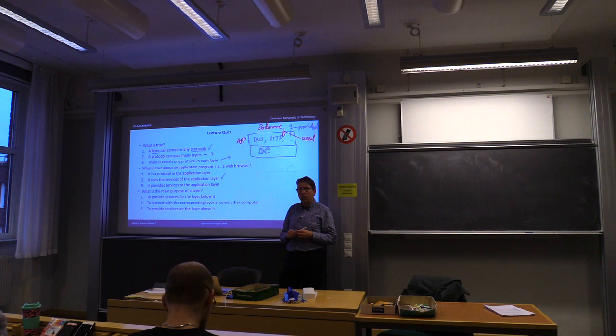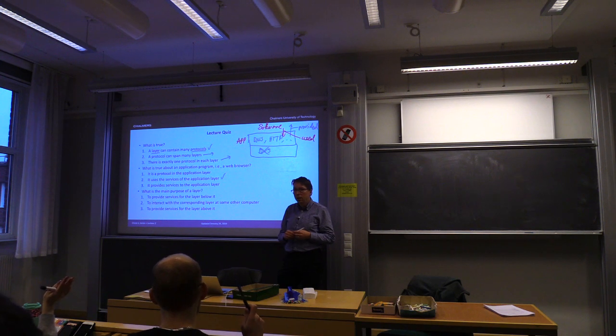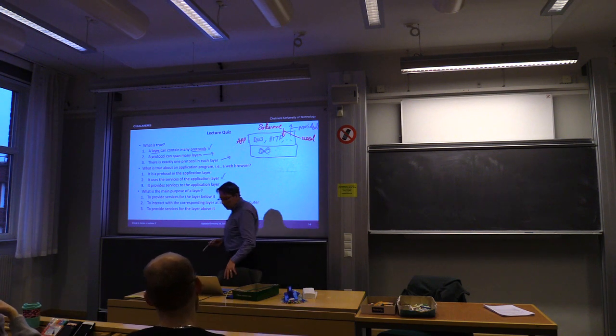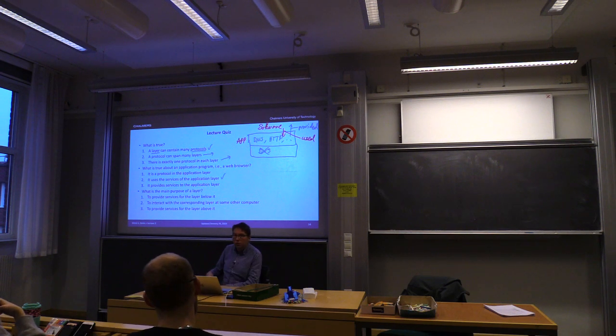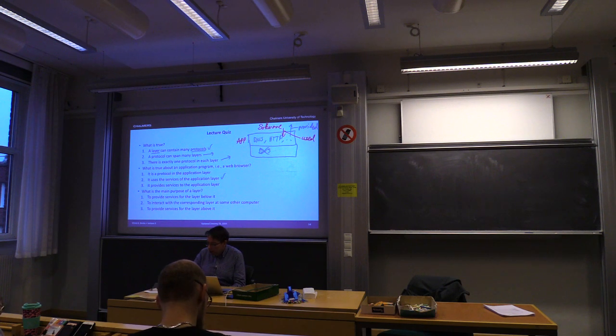So how many for 1? 2? And 3. Yeah. So the thing here is that actually both 2 and 3 are somewhat correct, or both of them are correct statements, but the main purpose is to provide services, right? And it happens to do that by interacting with other ones at some other computer.